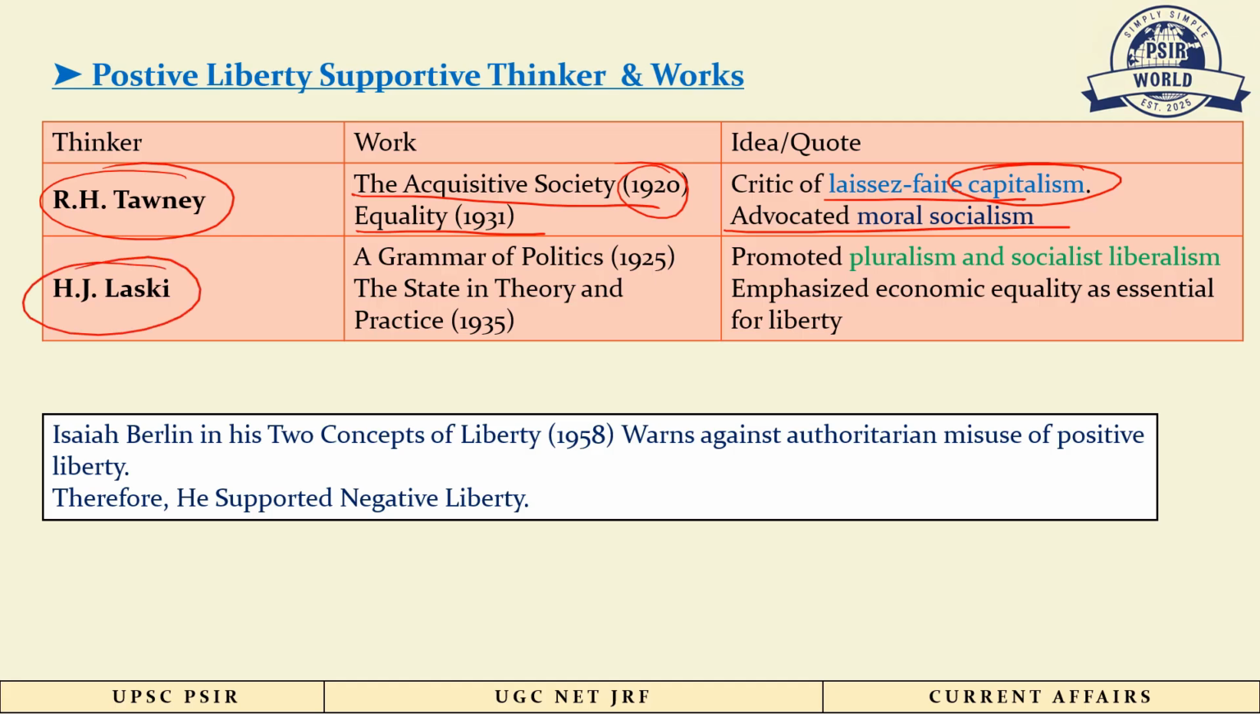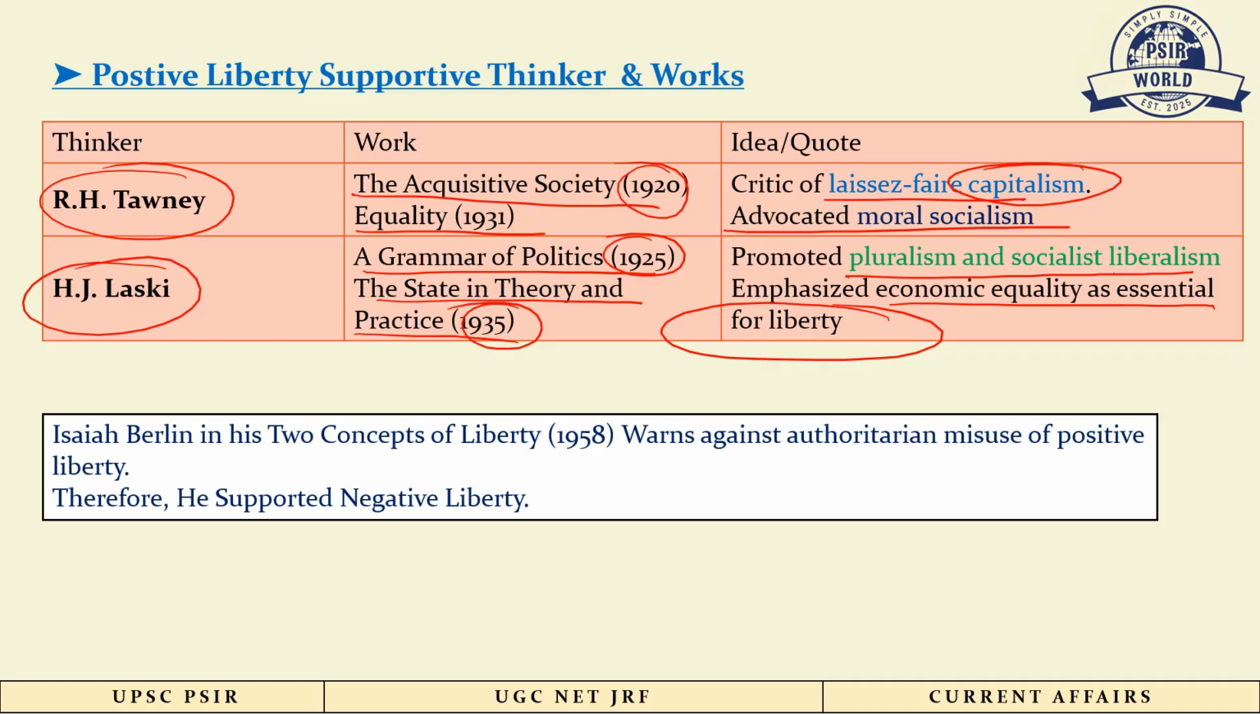H.J. Laski is also a positive liberty supporter. His works are A Grammar of Politics, 1925, and The State in Theory and Practice, 1935. He promoted pluralism and socialist liberalism. He emphasized that economic equality is essential for liberty.